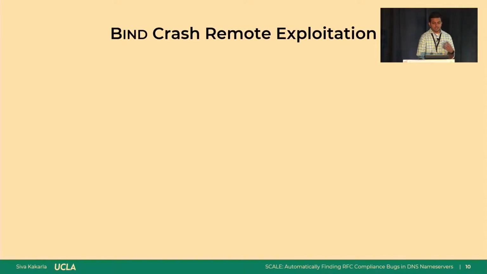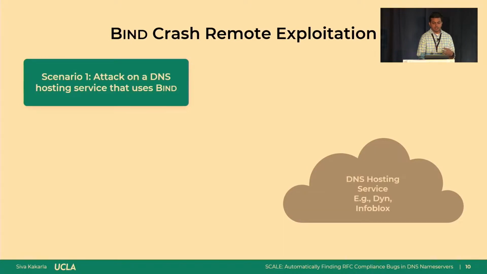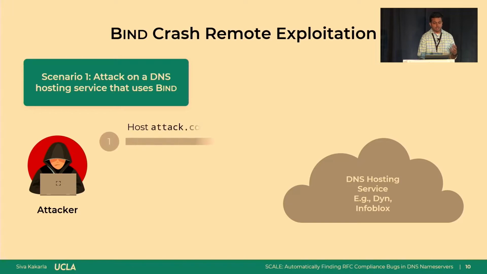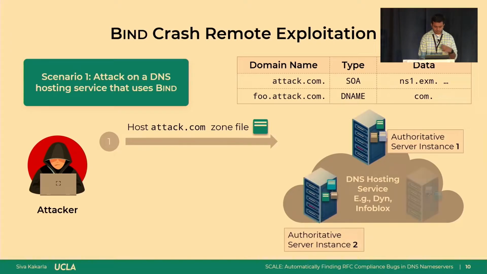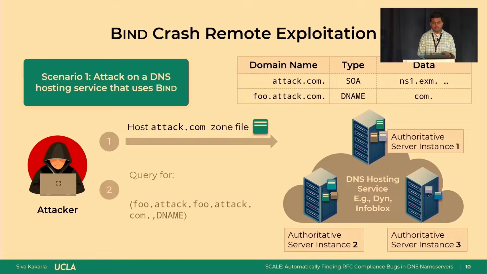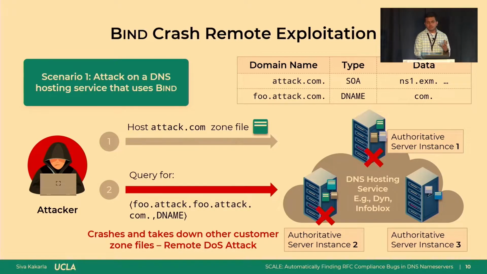DNS hosting services using BIND's authoritative nameserver implementation are vulnerable to this attack. An attacker can upload the above zone file to the authoritative server instance through the hosting service. Generally, the hosting services host it on multiple servers for redundancy. And when the above query is requested, the server instances will crash. Since the server instance will generally be serving zone files from multiple customers, such a crash will take down zone files for all customers hosted at that nameserver. This provides a method for attackers to trivially and remotely initiate a denial of service attack against customers hosted by such a service.